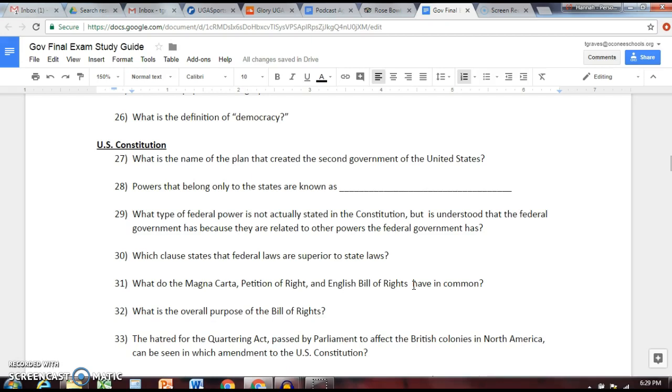Number 30, which clause states the federal laws are superior to state laws? That would be the supremacy clause. When state laws and federal laws contradict, the federal laws will always win out because they are the supreme law of the land, so the supremacy clause.